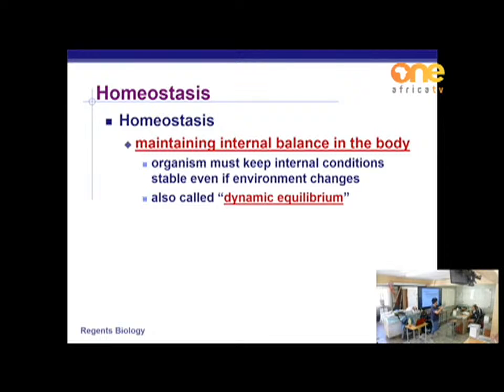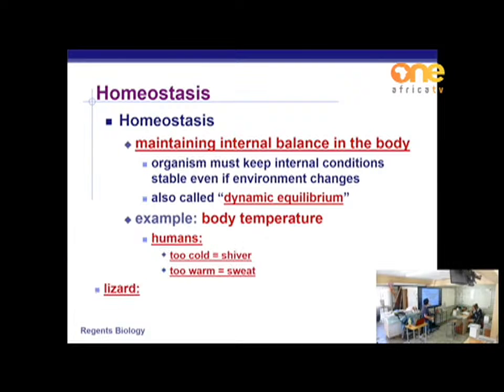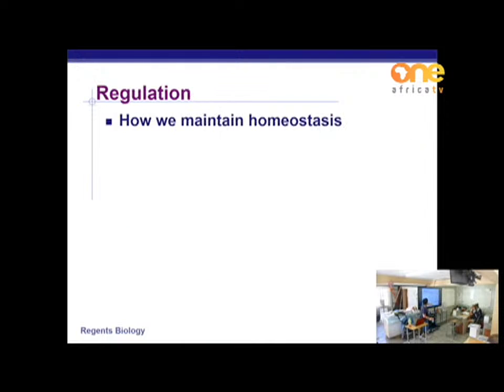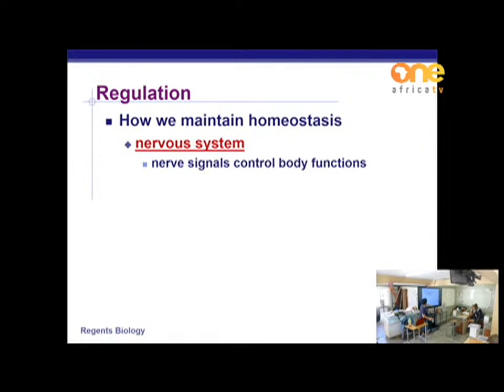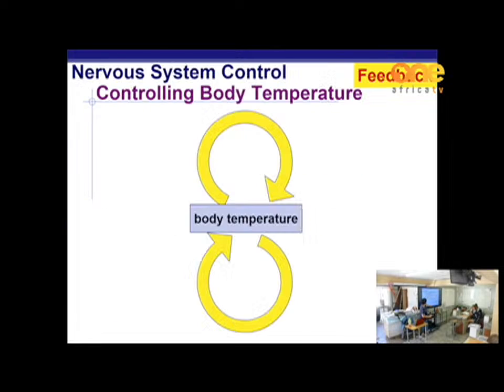Actually, this is what's happening inside our bodies. We think we are sitting on a chair or I'm just standing here. No. All the time there are little movements in my muscles in order not for me to fall over. So we need to have dynamic equilibrium. We have many examples. Body temperature is the one that we are definitely going to look into. And then we have the nervous system with nerve signals and the endocrine system where the hormones help us with chemical signals.